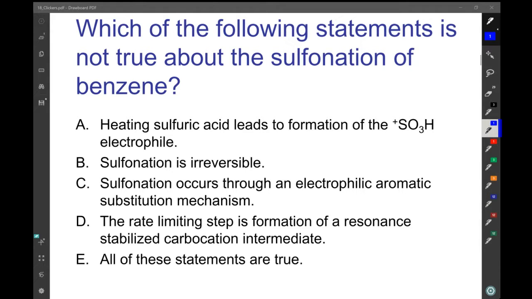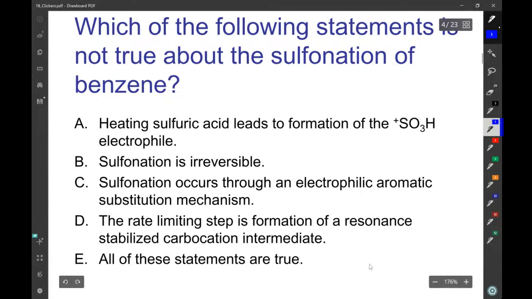Okay, I will show the result. Yeah, a good chunk of you guys have it correct. So let's look at it. Which of the following statements is not true about sulfonation of benzene? Heating sulfuric acid leads to the formation of that, which is true, right? This is true because that's the generation of the electrophile. That's how we generate the electrophile, by heating sulfuric acid.